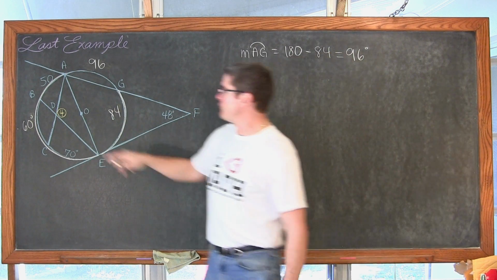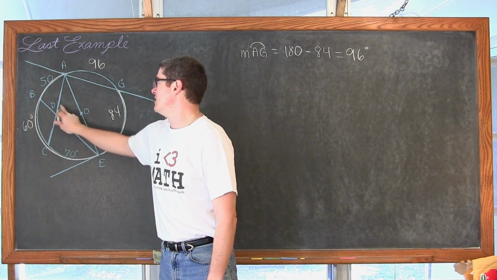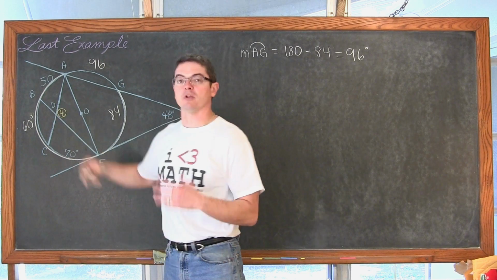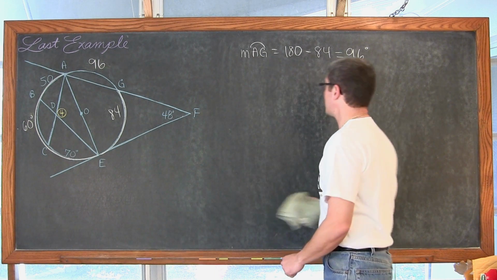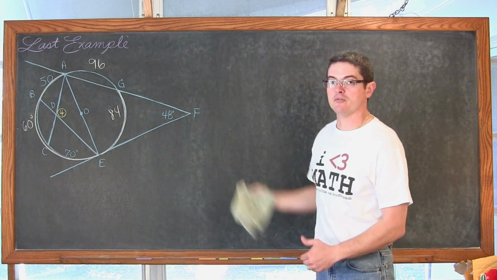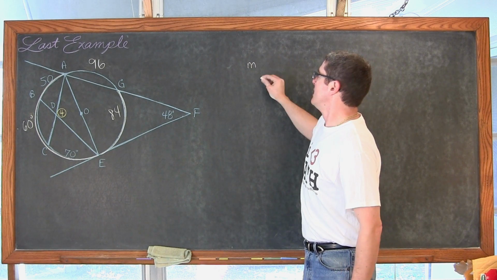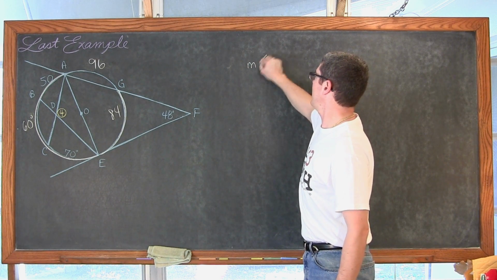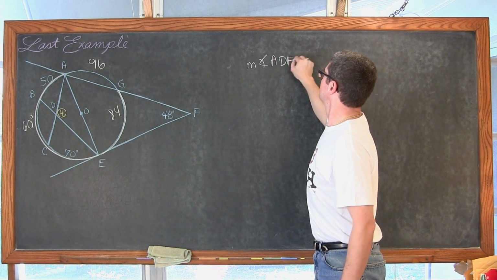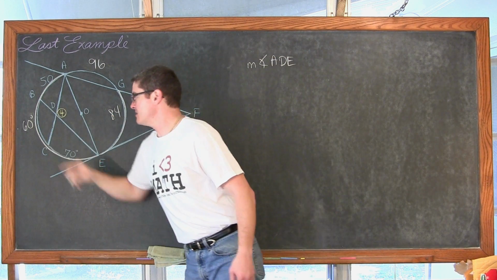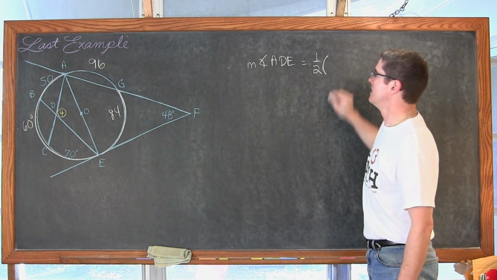Okay, well now angle 4 is an intersection of two lines inside the circle, and you can look at this as a sort of warped plus sign. Remember, the measure of an angle formed by two lines intersecting inside a circle is 1/2 the sum of the two arcs, not the difference. So the measure of angle ADE, or you could say BDC, is equal to 1/2.